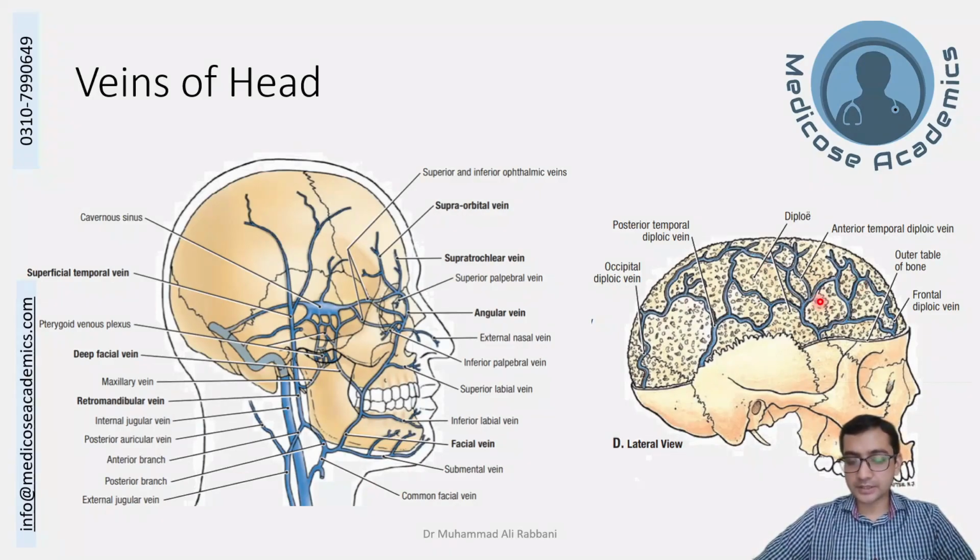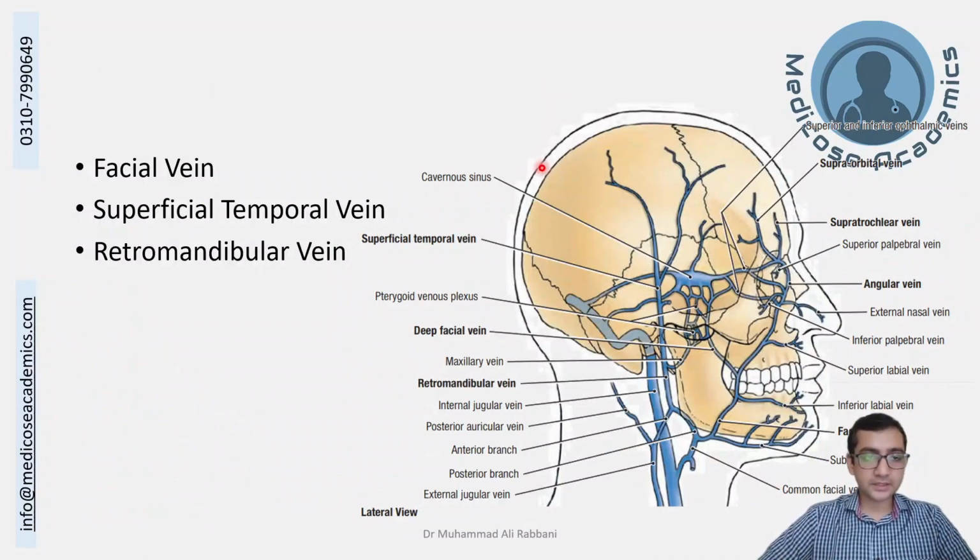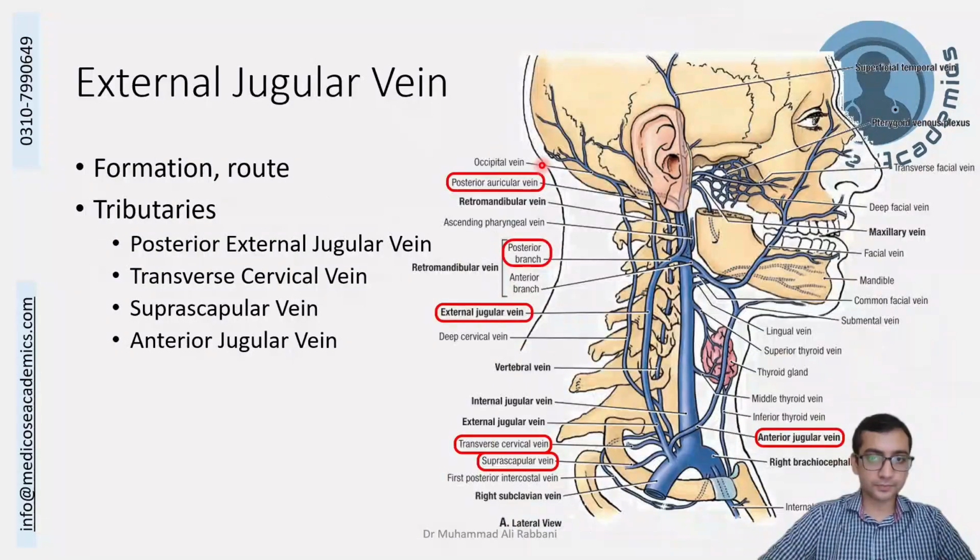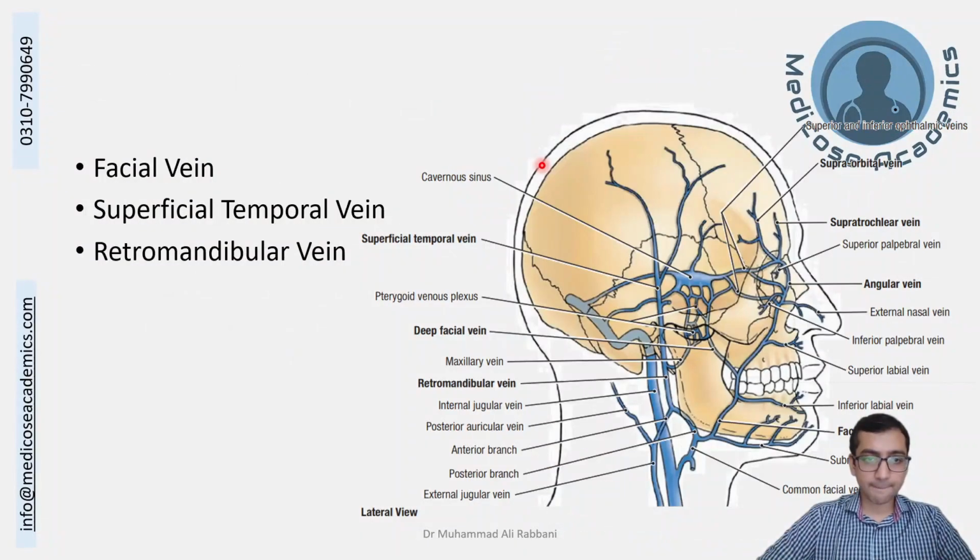These are the diploic veins that run inside the two tables of the bone, the calvaria. These make an anastomosing network, and they are not very properly labeled or defined, but because they make a very vast network of veins, let's discuss these. Let's start from here.